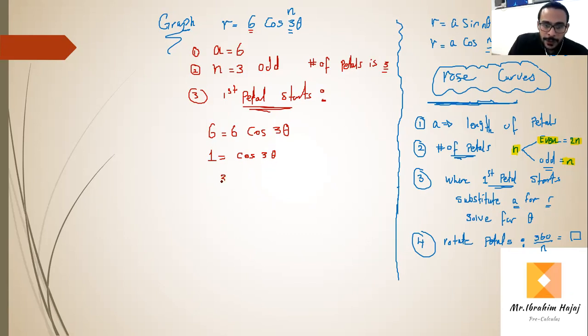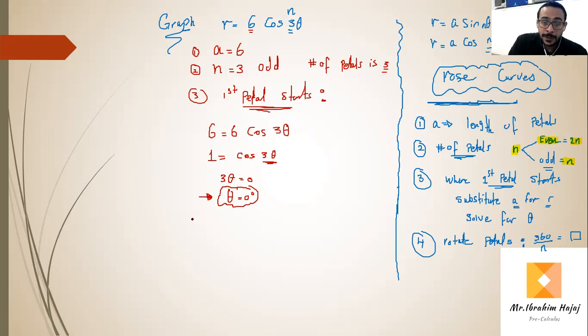So 3 theta is equal to 0. And now your angle is 0, so I'm going to start here from 0, when the angle is 0 degrees. Okay, guys, cosine of what angle gives 1? Cosine 0. So we let 3 theta equal 0, and then divide by 3 on each side, which gives the angle 0. So my first petal starts at 0.